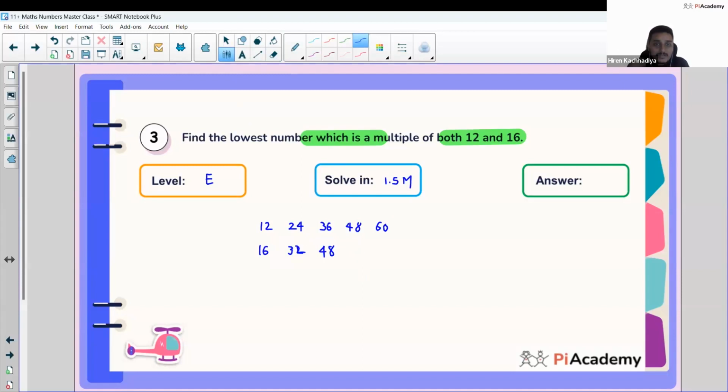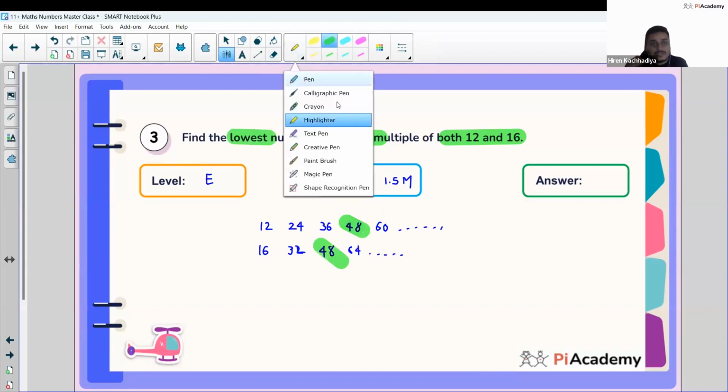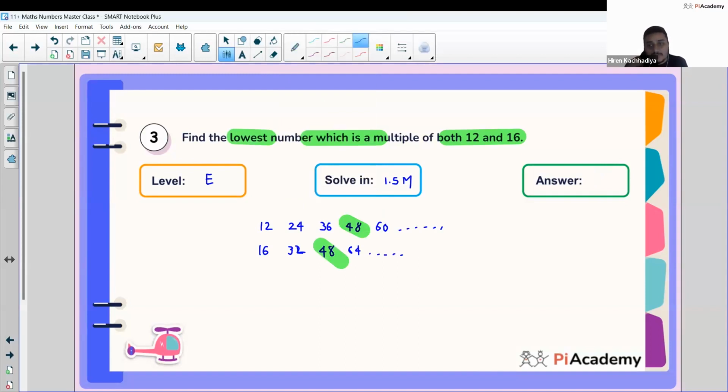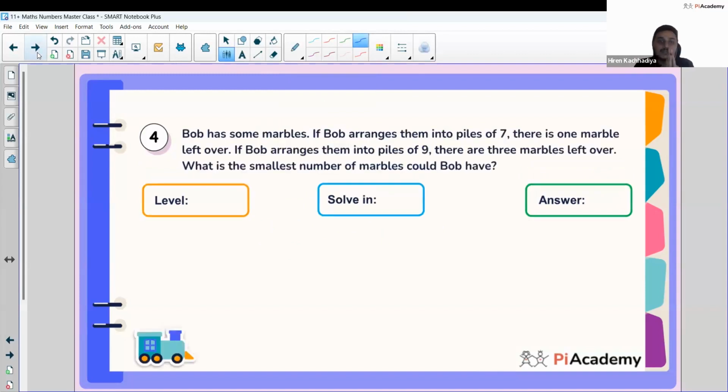Yeah, then the next number is 64. But I would not like to continue this one because I already got my first number. Whenever you are finding the LCM, it's all about finding the first common multiple. And here you got it, the first common multiple, that is 48. So the answer of this question is going to be 48. Up to now, whatever we have seen, those are easy questions. Let's have one more.